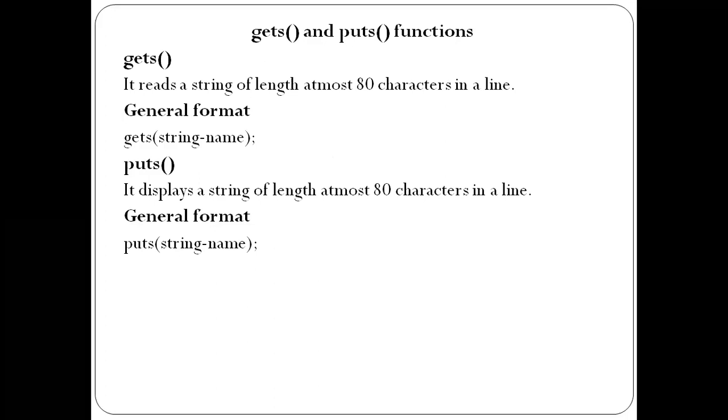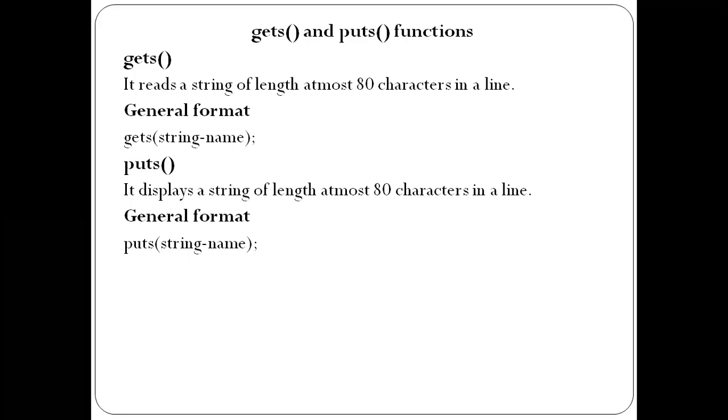And the gets and puts functions. Gets and puts are also two unformatted input output functions. Gets reads a string of almost 80 characters in a line. The general format is gets(string name); with the semicolon. Puts displays a string of almost 80 characters in a line. The general format or syntax is puts(string name); with the semicolon.